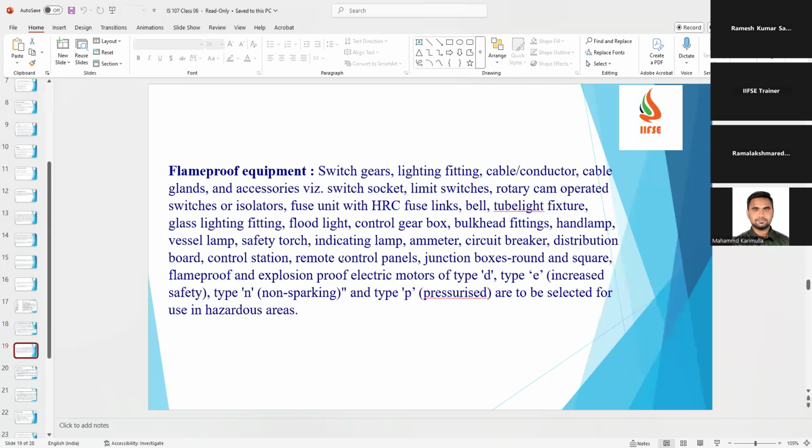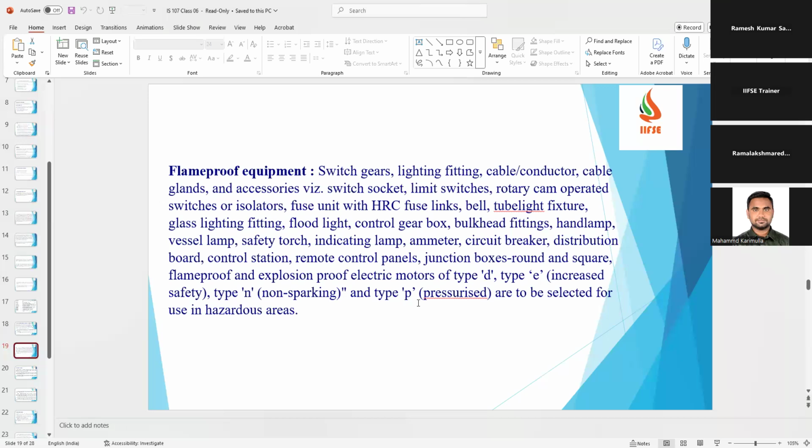Then flameproof equipment: switchgears, lighting fittings, even cable conductors, cable glands, and also accessories, etc. Switch sockets, limit switches, rotary cam operated switches, isolators, bells, tube light fixtures, etc. We use various junction boxes, etc. In this, we have type D, type E, which is increased safety, type N, which is non-sparking. All your non-sparking tools fall under type N. Type P, which is pressurized, are to be selected for use in the hazardous areas. And hazardous areas, like we have discussed previously: zone 0, zone 1, and zone 2.